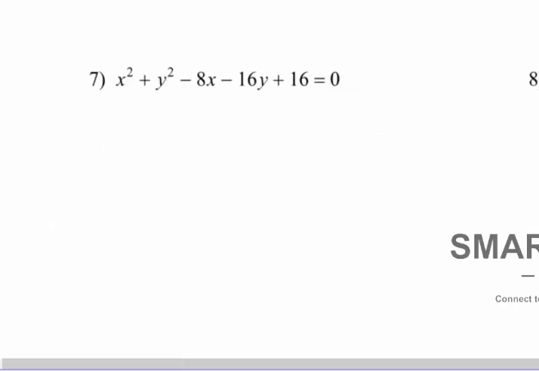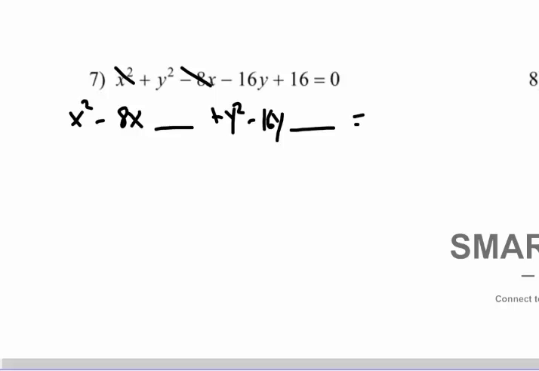So with these, we've got to reorganize them and basically complete the square twice. So I'm going to group all my x stuff together. x squared minus 8x. I'm going to leave a little space. So I've gotten rid of those. Now I've got plus y squared minus 16y. I'm going to leave a space.